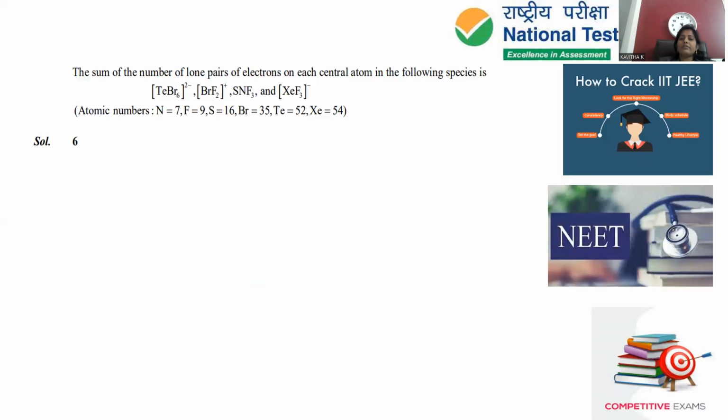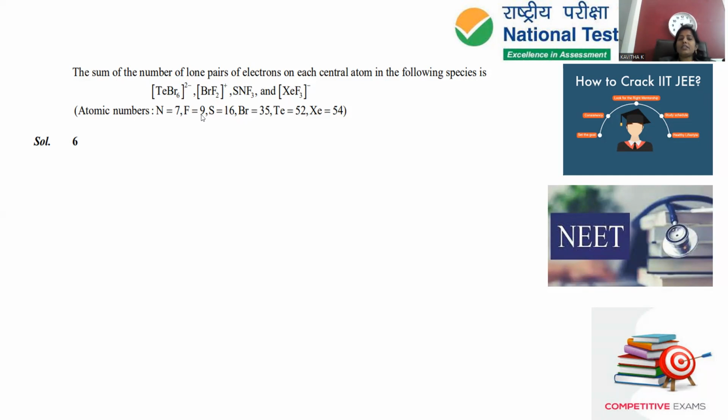This is collected from the JEE Advanced 2017 question paper, paper 1. The sum of the number of lone pairs of electrons on each central atom in the following species is asked: tellurium hexabromide 2- anion, bromine difluoride cation, sulfur nitrogen trifluoride, and xenon trifluoride anion. So if these are the complexes provided to you, tellurium, bromine, sulfur, and xenon complexes are given. The question is the sum of the total number of lone pairs of electrons on each complex to be identified.